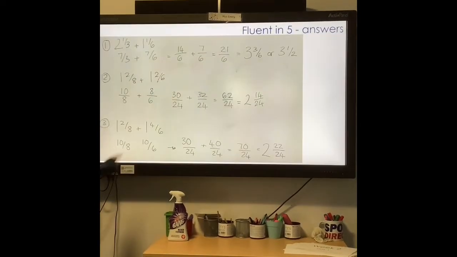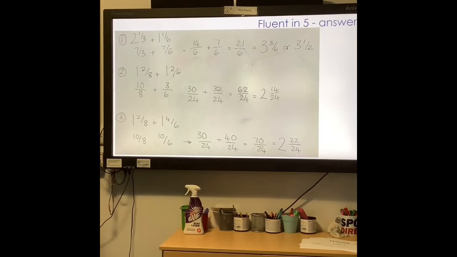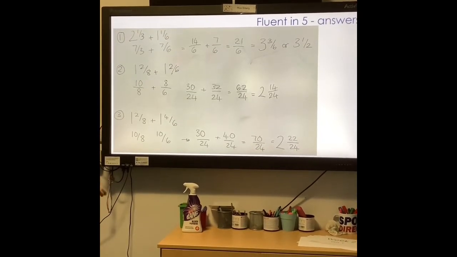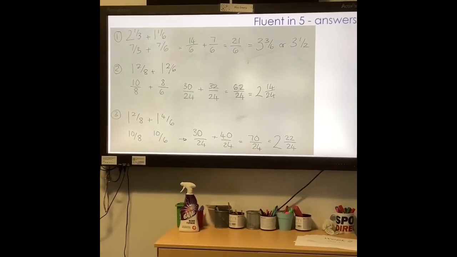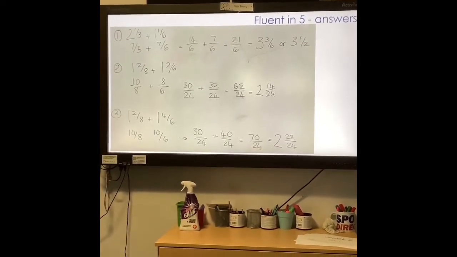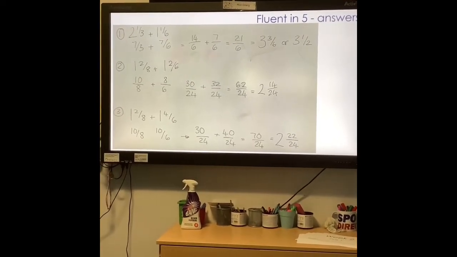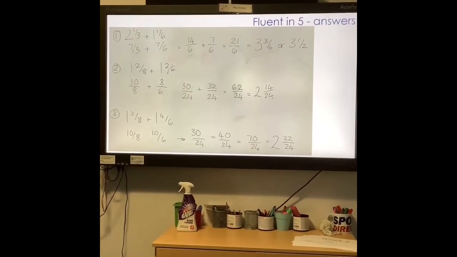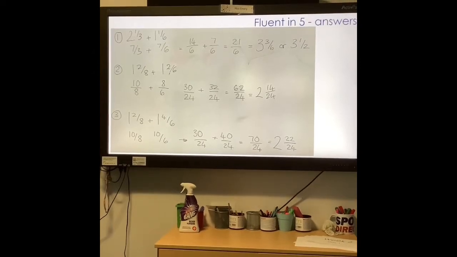Brilliant, so hopefully you paused the video and had a go. I apologise if you can't read this, but you should be able to pause the screen and see it absolutely fine. The first one, we had 2 1/3 add 1 1/6. First of all, you have to change it into an improper fraction, so you have 7/3 and 7/6. Then you need to make the denominator the same. I turned my 7/3 into 14/6 so that I could add them, and I ended up with 21/6. That gives me 3 3/6, or 3 1/2.